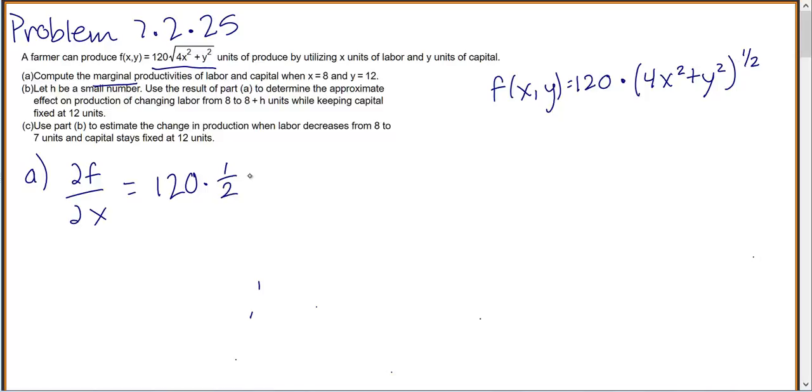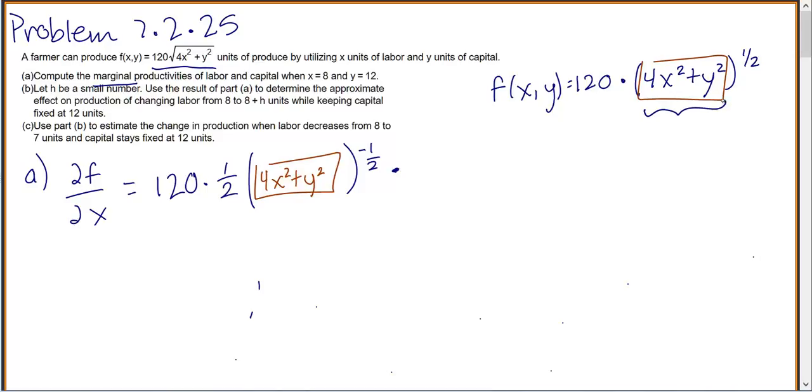Now, it's like we had a box, so it's like we're doing the chain rule here. It's like we had a box around the inside. So we're going to keep whatever's inside that box exactly the same. And then, we brought our power down and we drop our power by 1, so we're at the negative 1/2. Times, now we need to take the derivative of what's inside the box. So what's inside the box, notice once again, we only care about the x. That's the only variable that we care about.